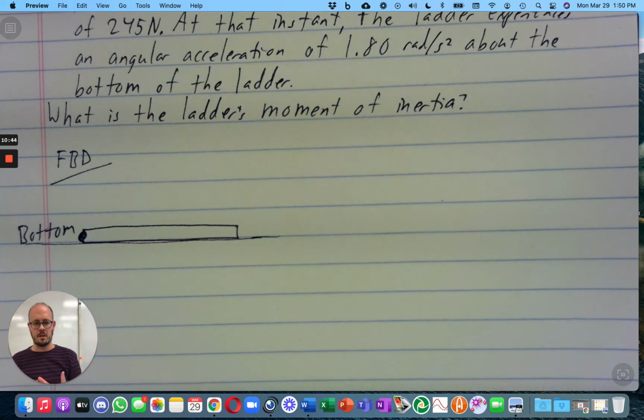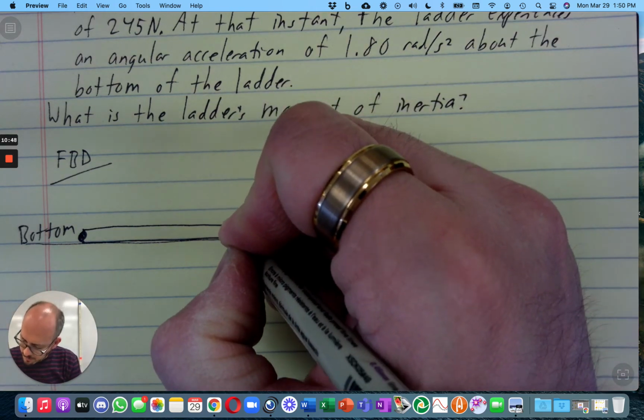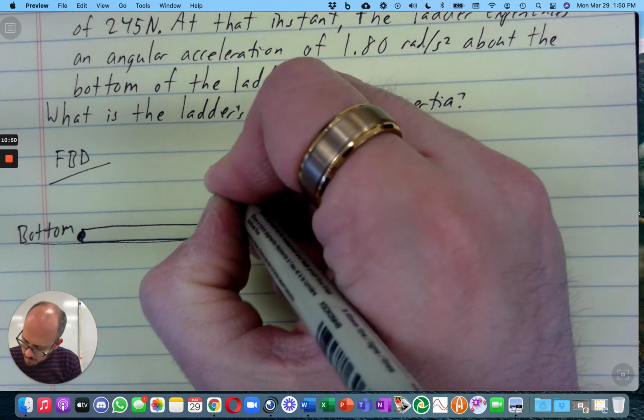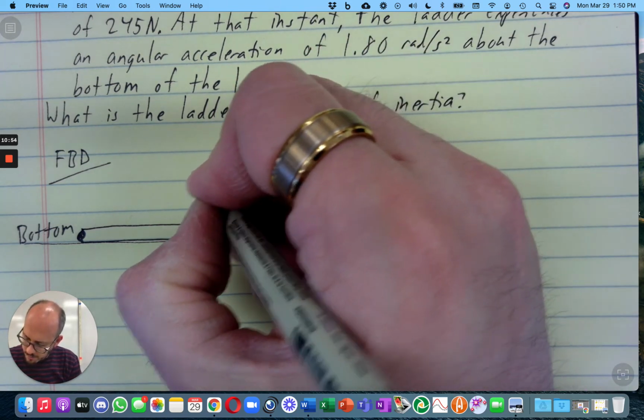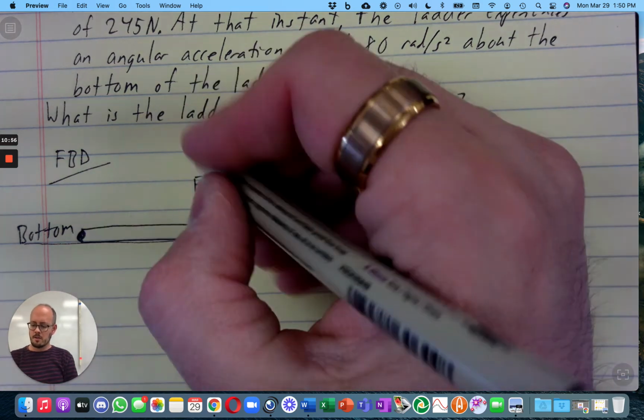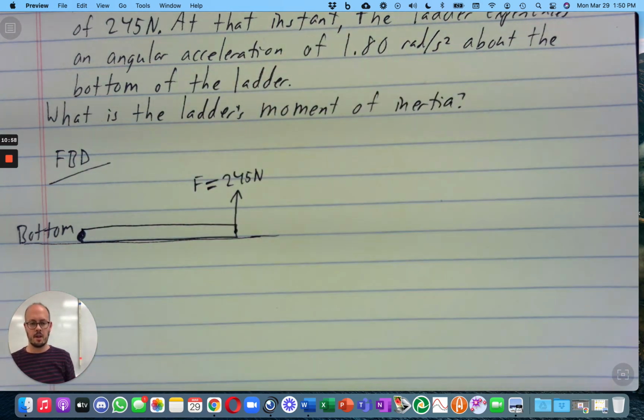So the painter comes along and grabs the other end of the ladder and lifts straight up with a force of 245 newtons. So we'll just call that F. And the important thing to note is that that cannot be the only force acting on the ladder. The ground exerts a force, and the ladder itself has a weight.